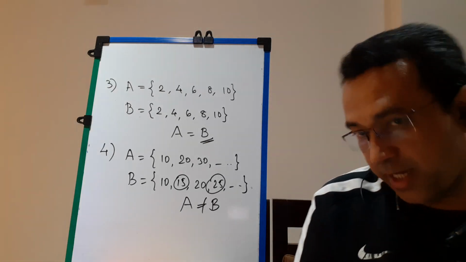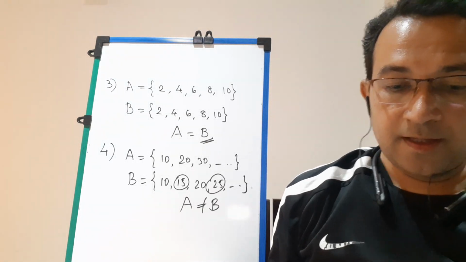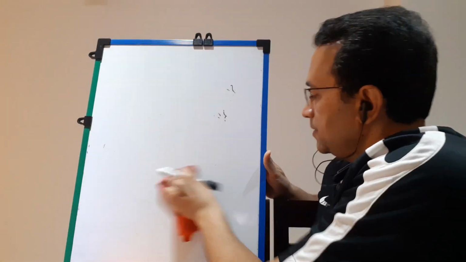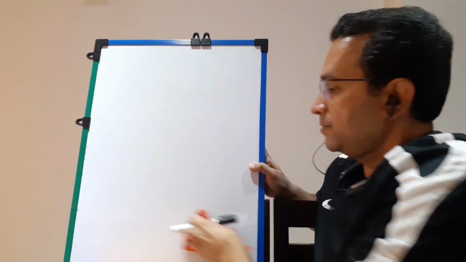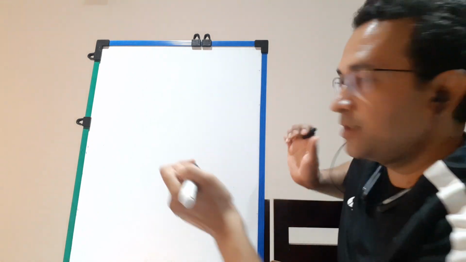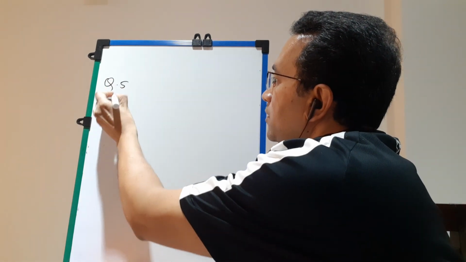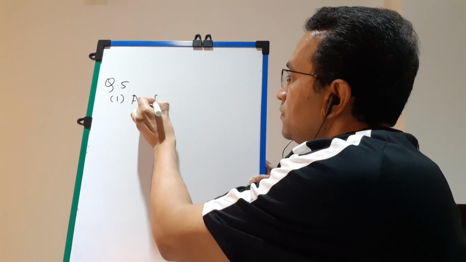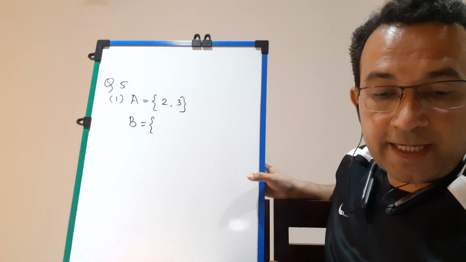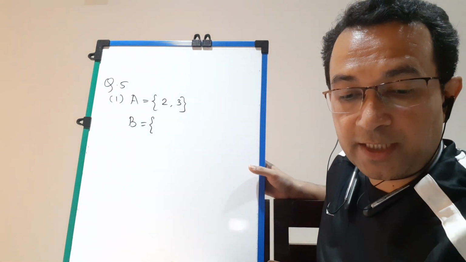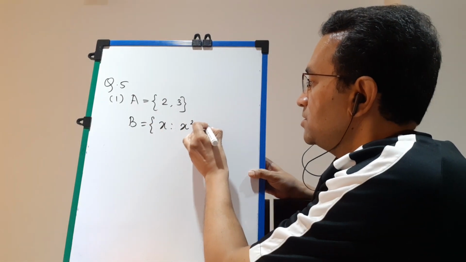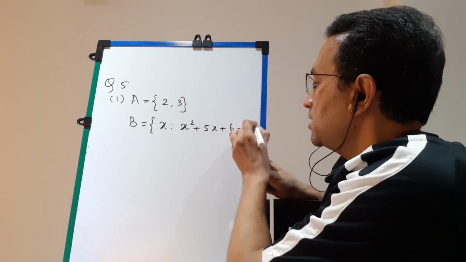Okay, students, in the fifth question, let us check the first pair. A is equal to set of elements 2, 3. Question 5, first pair. A consists of elements 2 and 3. B is equal to x such that x is a solution of quadratic equation x square plus 5x plus 6. X is a solution of this quadratic equation.